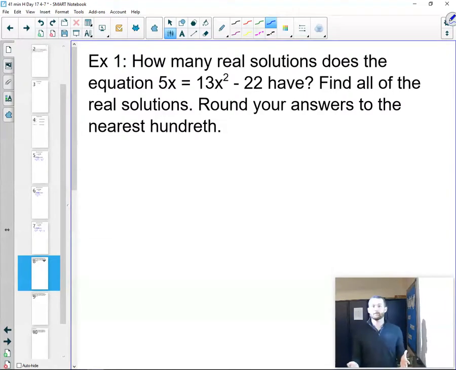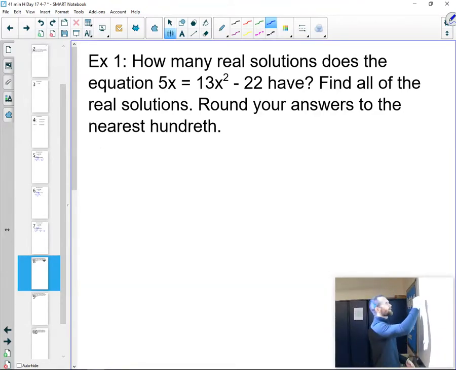But let's practice a couple examples. We'll do 2 together, 1 on your own, and that'll be the end of this video. So example 1 says, how many real solutions does the equation 5x equals 13x squared minus 22 have? We've got to find all the real solutions. So it's asking how many real solutions there are, and then we have to find all of them, however many there are, and round our answers to the nearest hundredth.